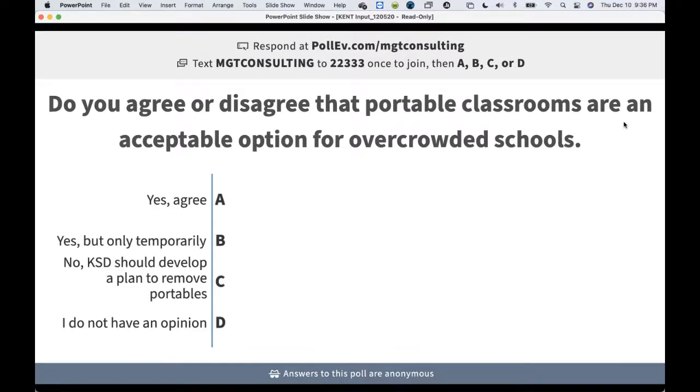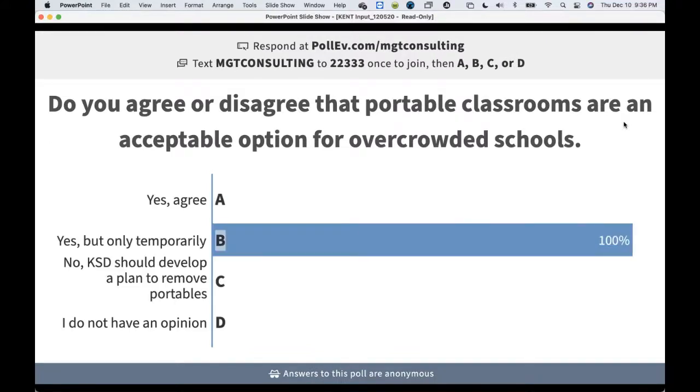Do you agree or disagree that portable classrooms are an acceptable option for overcrowded schools? Text A if you agree that they're an acceptable option for overcrowded schools. Text B if yes, but only temporarily. Text C for no, KSD should develop a plan to remove portables. And text D if you do not have an opinion.